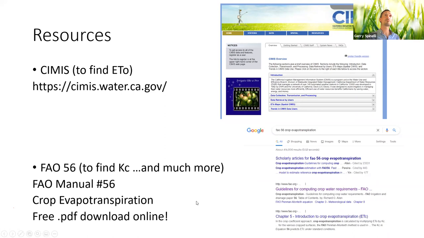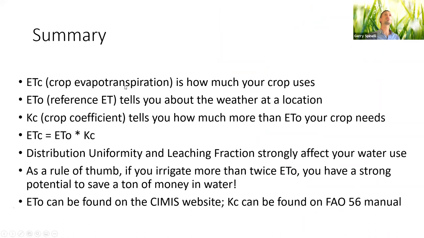So in summary, we talked about crop ET, we talked about reference ET, we talked about the crop coefficient. We said that DU and the leaching fraction also increase how much water you should apply. And as a rule of thumb, if you irrigate more than 2 times or 2.5 times crop ET, probably you have a problem. And CIMIS and FAO 56 is where to find your reference ET and where to find your Kc.